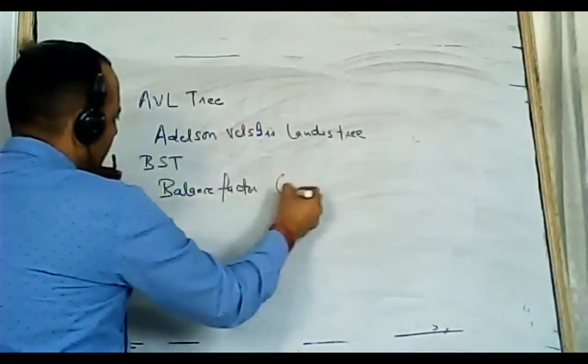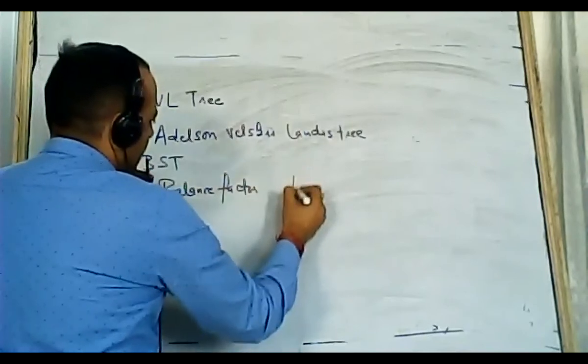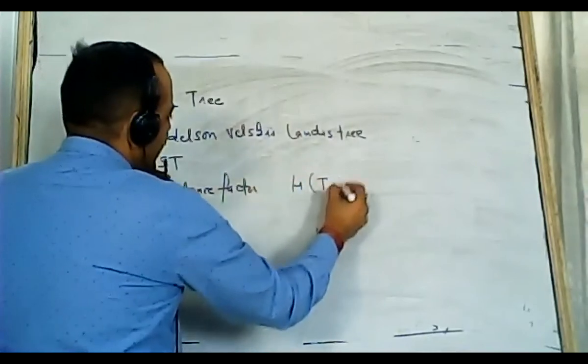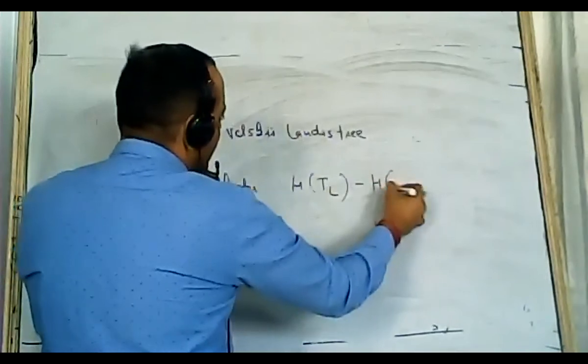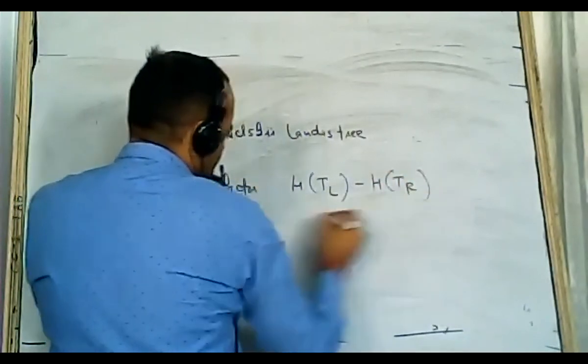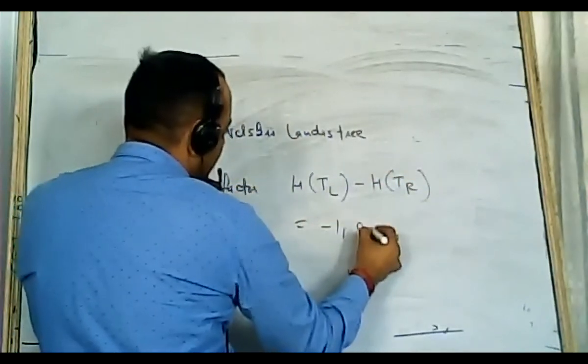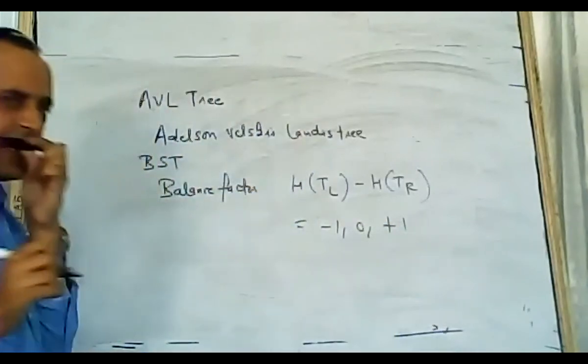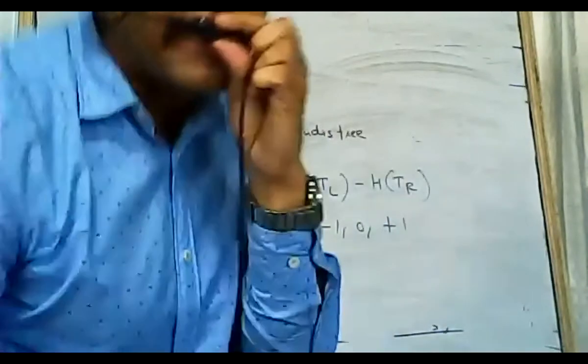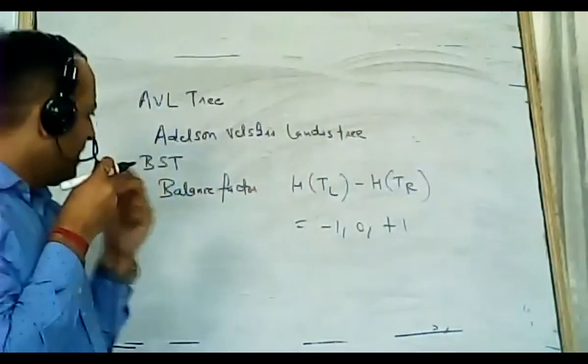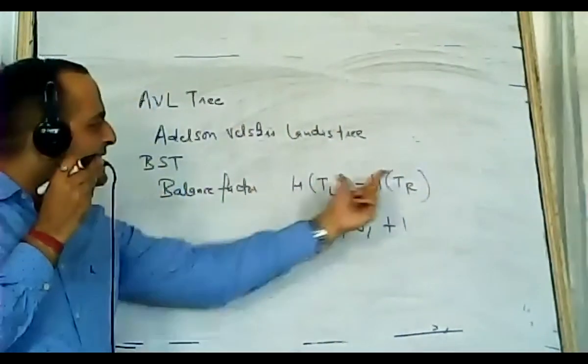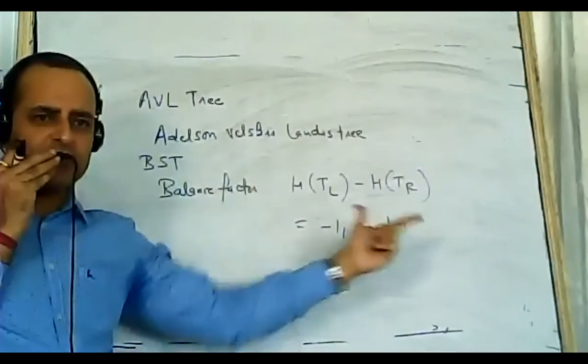balance factor, which says height of left tree minus height of right tree should be -1, 0 or +1. This is an extra condition we have in AVL, which was not in a binary search tree. Balance factor: height of left tree minus height of right tree should be -1, 0 or +1.